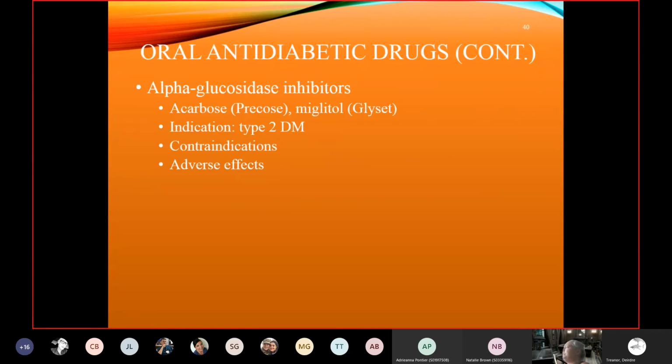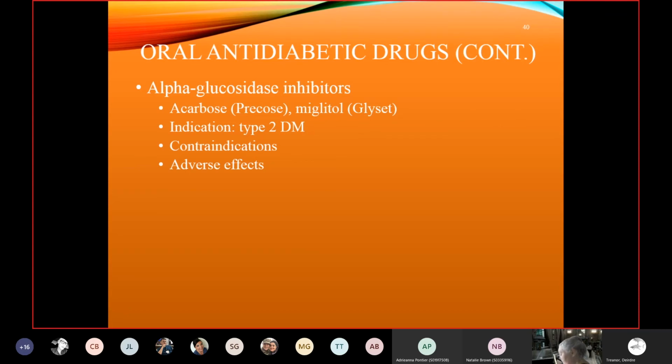Alpha glucosidase inhibitors. Another one. Mechanism of action, it's not very commonly used, and they reversibly inhibit alpha glucosidase, an enzyme that's in the small intestine, and that causes hydrolysis of oligosaccharides and disaccharides. When you block the enzyme, glucose absorption is delayed. Usually used in combo with another oral hypoglycemic.